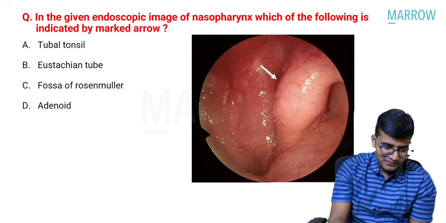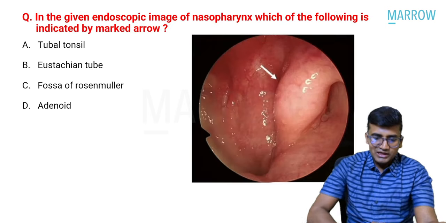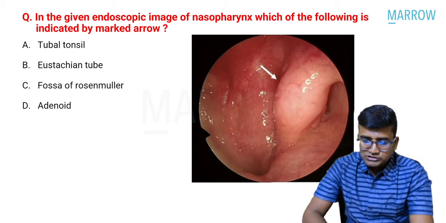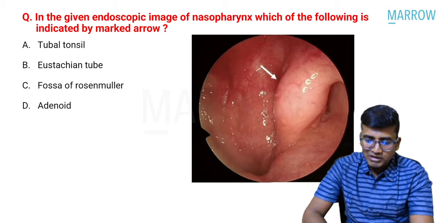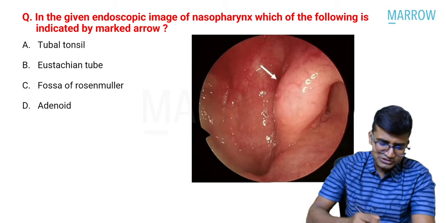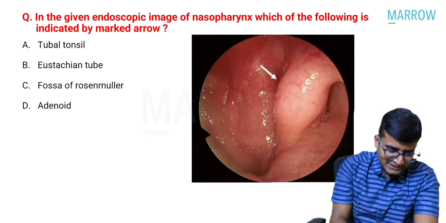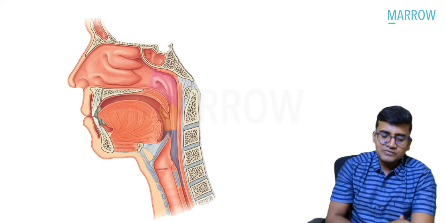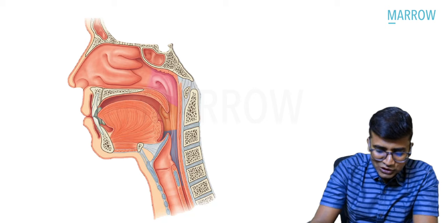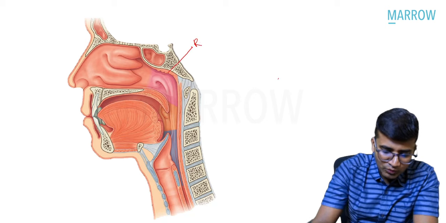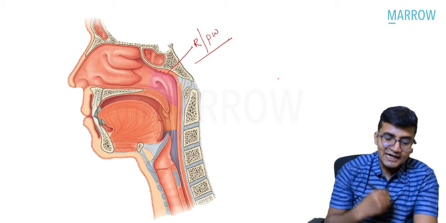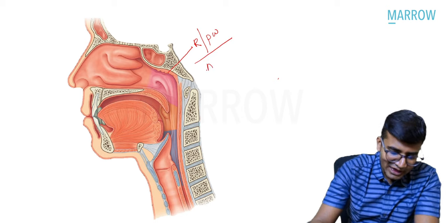Okay? Right. Now see the question. In the given endoscopic image of the nasopharynx, which of the following is indicated by the marked arrow? Again, it's a very simple question. Now they gave the nasopharynx. We know that in the roof or posterior wall, we have the lymphatic aggregations, and that is our adenoids. I hope you know that.